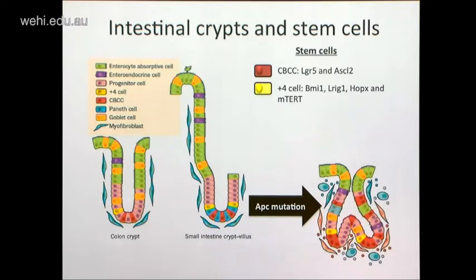However, when there's a mutation in APC, there will be constitutively active Wnt signaling, and it will lead to uncontrolled crypt formation and forming this adenoma. And it is believed that the mesenchymal cells are important in cancer progression.